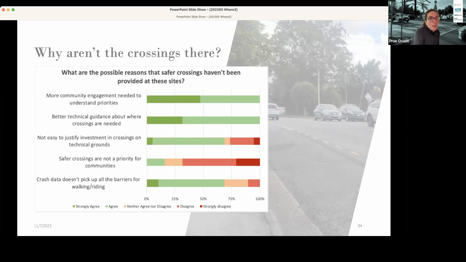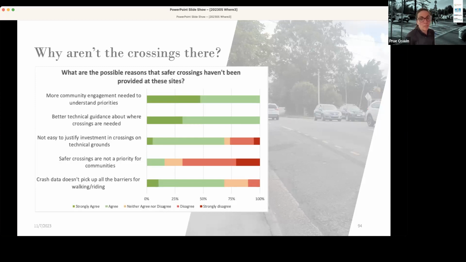It's not easy to justify investment in crossings on technical grounds. So I had a lot of people agreeing, but some people are saying that's not an issue and they disagree with that. So it'd be interesting to hear from some of those people if they are finding that they use technical grounds, to put it in the chat and say how they're doing that. I certainly find the safe system principles are helpful from our perspective.